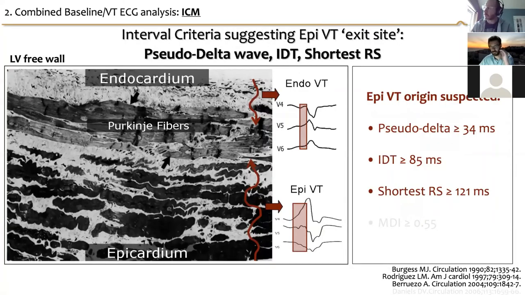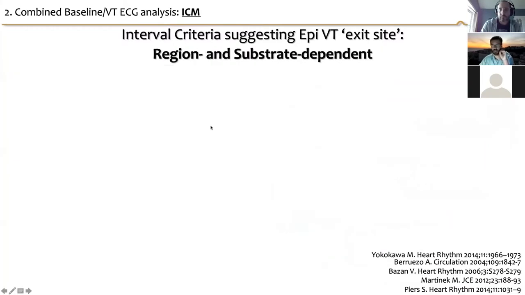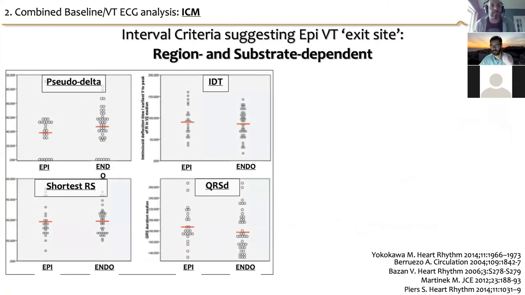I was commenting about the higher likelihood of an epicardial substrate in the setting of ischemic VT in these cohorts of patients in the fast coronary reperfusion era. Actually, the interval criteria were originally developed from patients with ischemic VT, and we can also use the maximum deflection index, although it was not developed for patients with ischemic VT. But we have to keep in mind that these criteria, these interval criteria, are highly dependent.